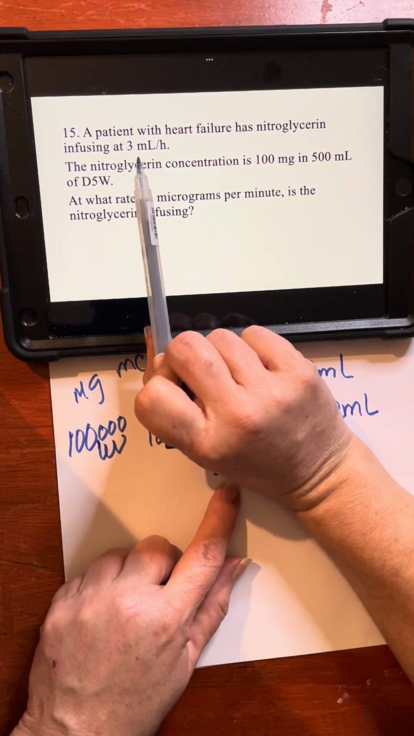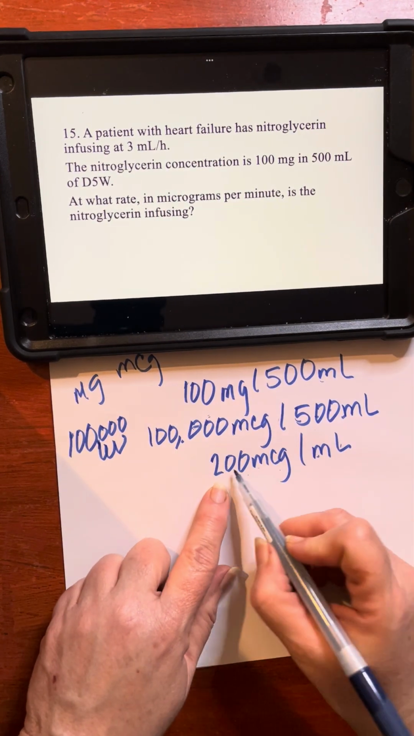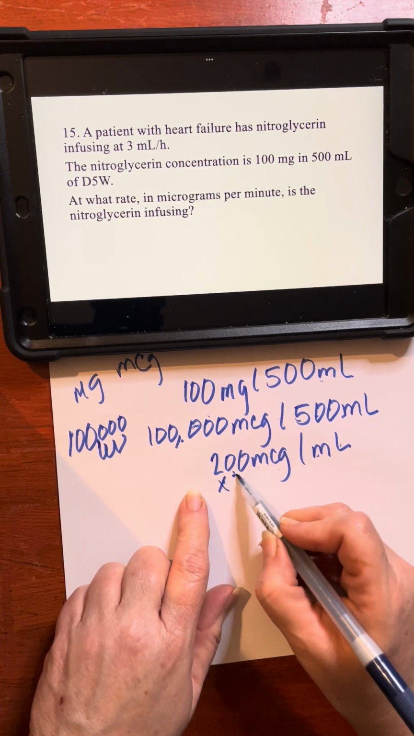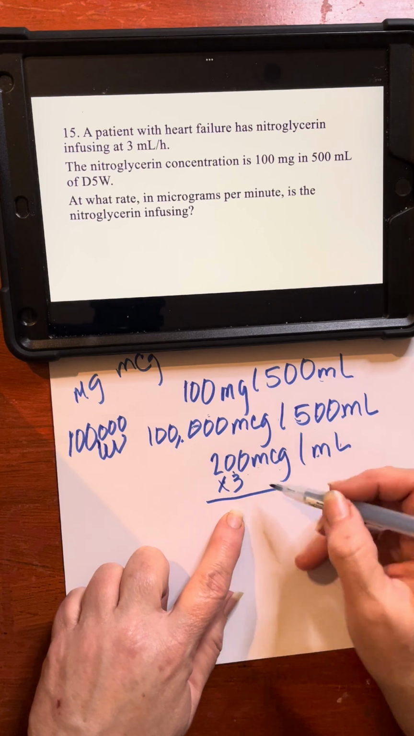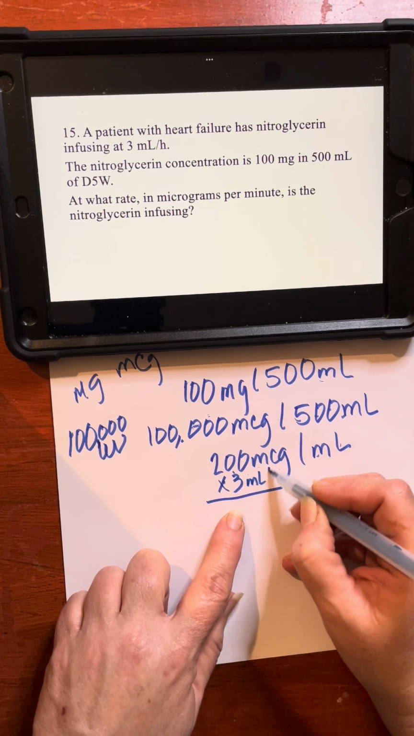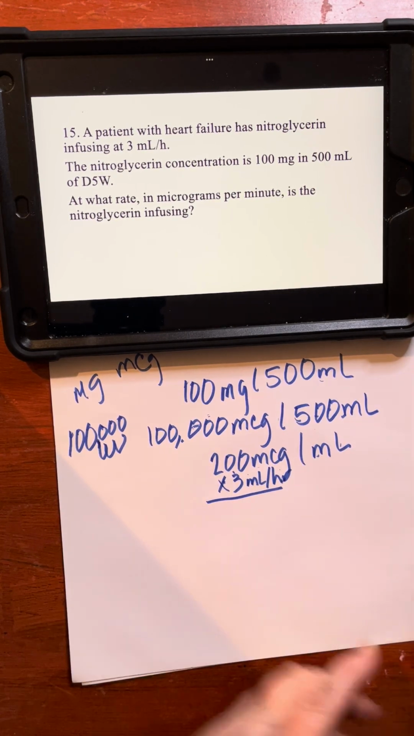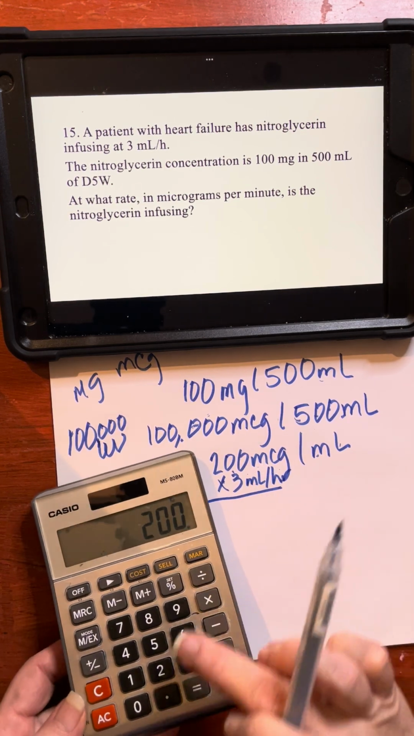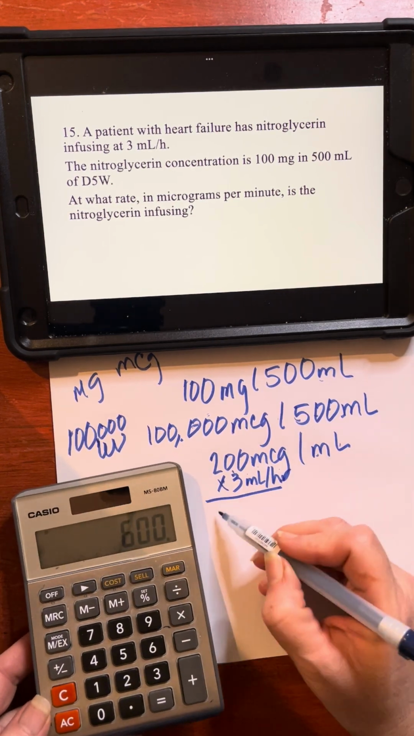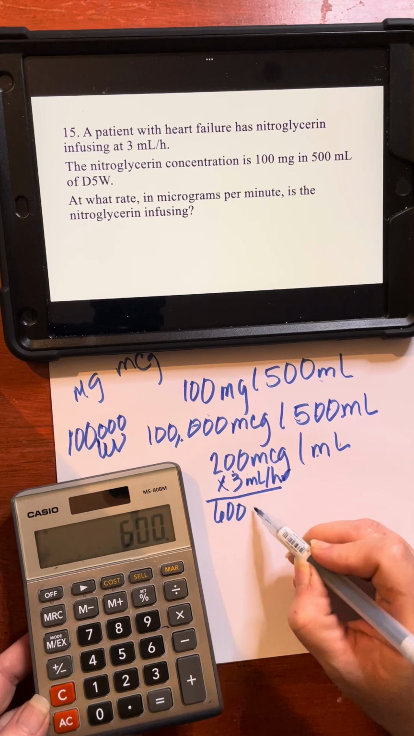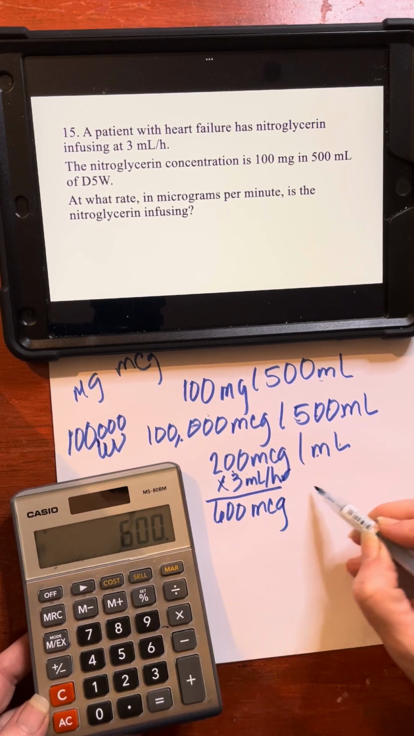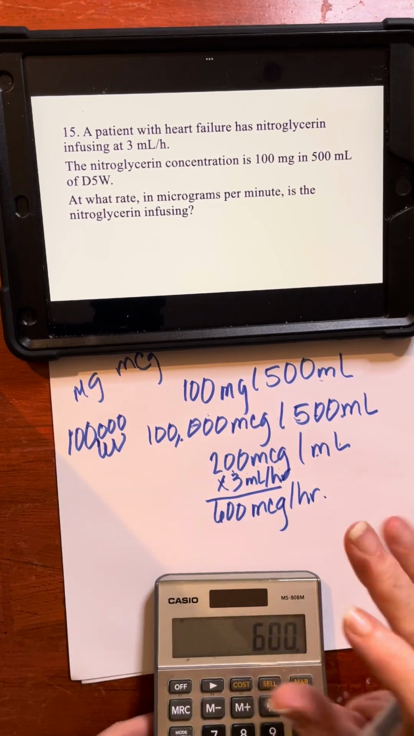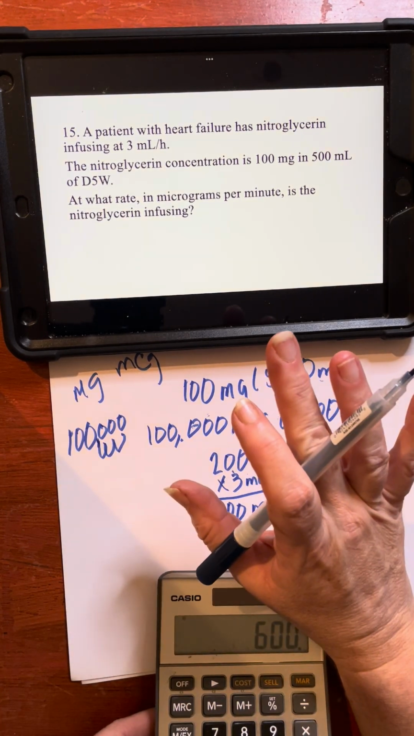So if we know it's going at 3 milliliters an hour, then we can multiply 200 micrograms by 3 and see how many micrograms they're getting in an hour. So 200 times 3 equals 600 micrograms per hour. If I lost you somewhere, don't freak out.